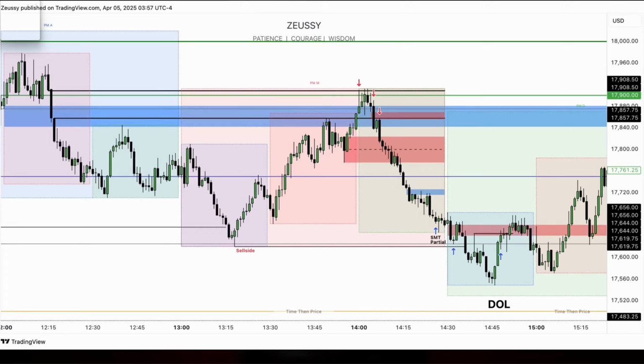What I want you to see is that this run higher, which occurred right here, was not the quickest. There was a lot of back and forth going on, as you can see. And why is this important? This is important because this is the engineering of new sell-side liquidity which is taking place, where a lot of retail minded traders are going to look at this as a strong uptrend. They're going to draw their trend lines and they're going to think to themselves, the market is very bullish.